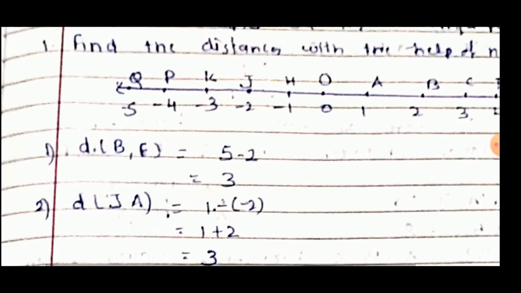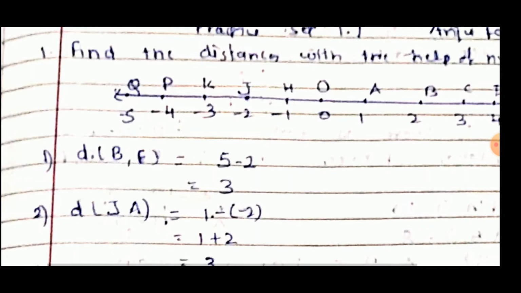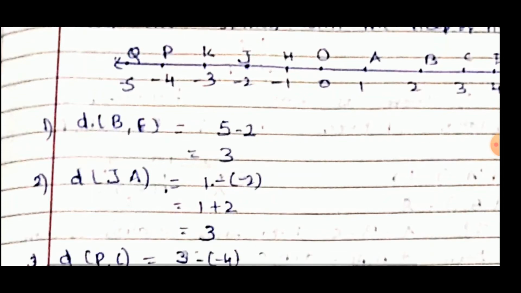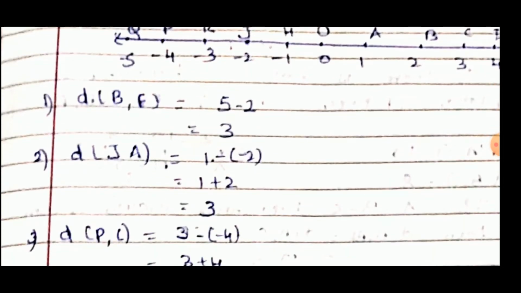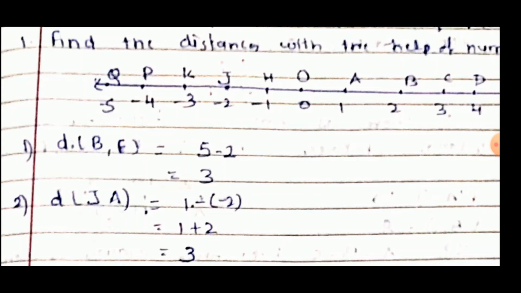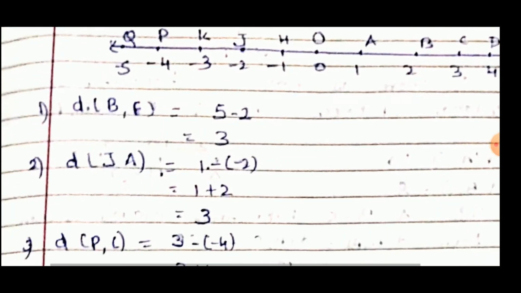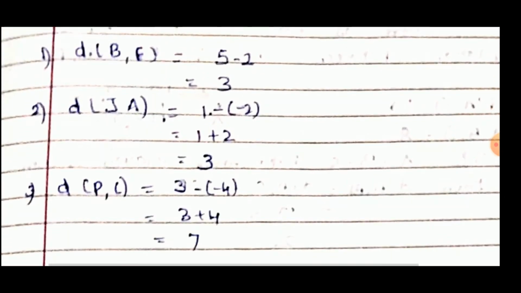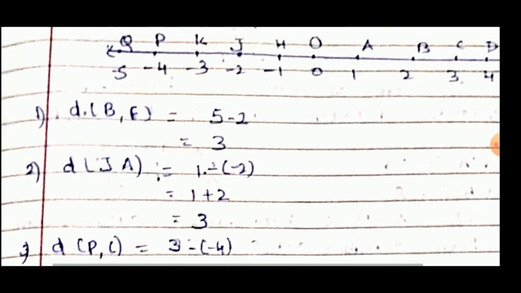Then distance JA. Now JA, the coordinate of J is minus 2 and coordinate of A is 1. Even from the number line we know the coordinate on the left side is smaller than the coordinate on the right hand side. So minus 2 is less than 1. So distance JA will be equal to 1 minus minus 2, that is minus into minus is plus, 1 plus 2 is equal to 3. Then distance PC you have to find out. PC will be given by 3 minus minus 4. So minus into minus is again plus, 3 plus 4 is equal to 7.